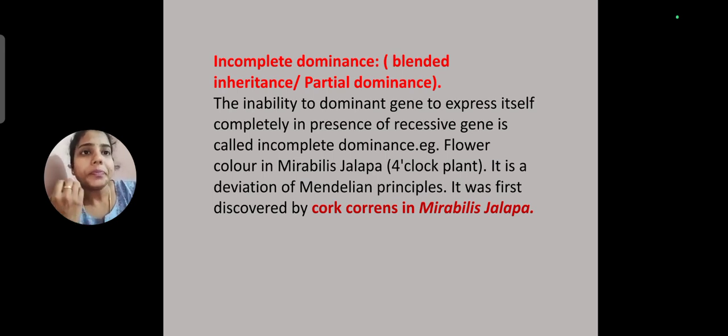An example is flower color in Mirabilis jalapa, also called the Mirabilis plant or the 4 o'clock plant. In the year 1904, the scientist Carl Correns identified incomplete dominance in Mirabilis jalapa. I hope all of you understand the topic called incomplete dominance. I repeat, the inability of dominant genes to express themselves in the presence of the recessive gene is called incomplete dominance.